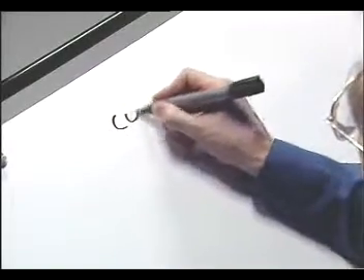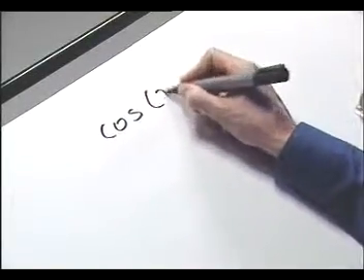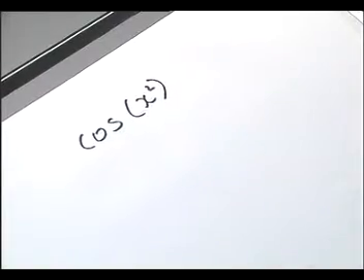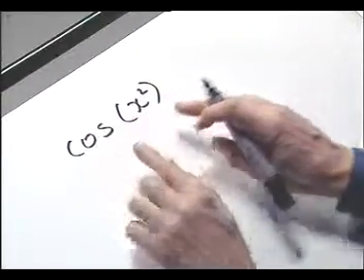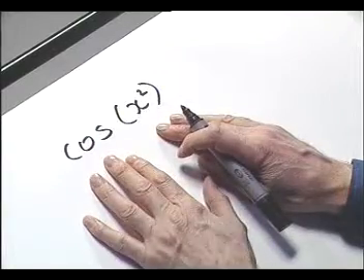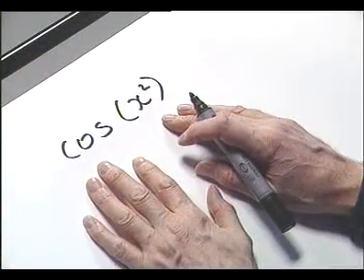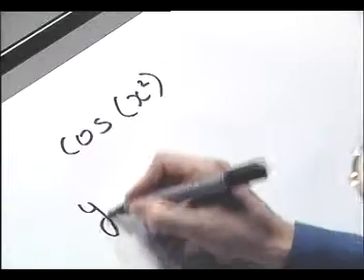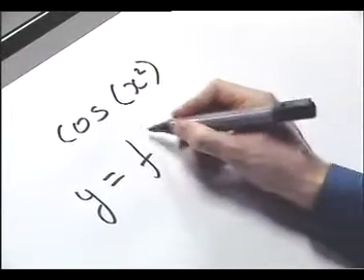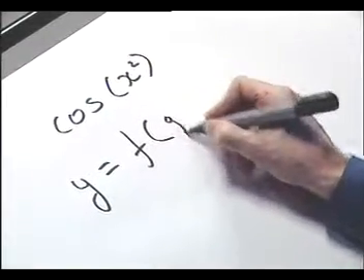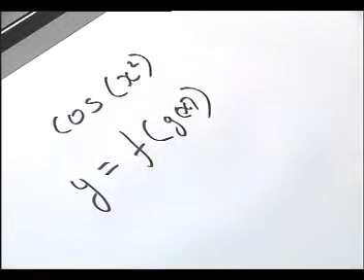Sometimes we have functions that look like this: the cos of x squared. Now there are immediate things that are different about this than the straightforward cosine function. It's cos of x squared, not just cos of x. And so we call this a function of a function. Y equals a function of another function.